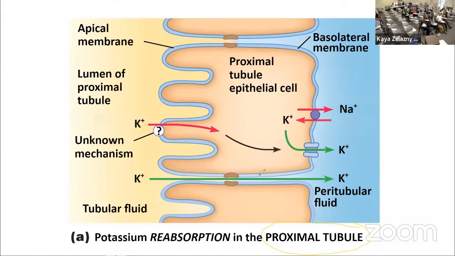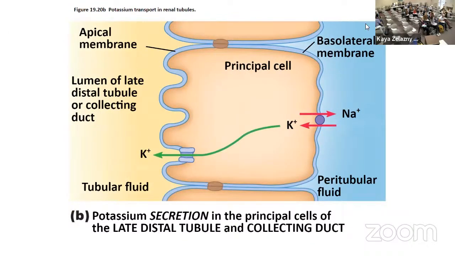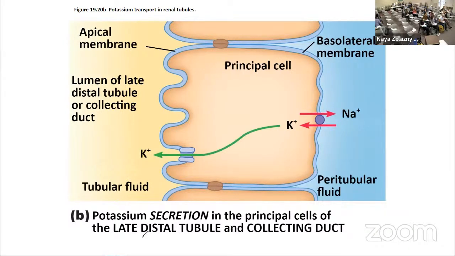So at the beginning of the nephron, we had a sodium potassium pump on the basolateral membrane. We had some unknown mechanism for getting potassium into the cell, but it does get into the cell, and then it can flow out and back to the blood. So this is not the regulated part. The regulated part is going to be secretion in the late distal tubule and collecting duct. This is what I was just showing you with the aldosterone.